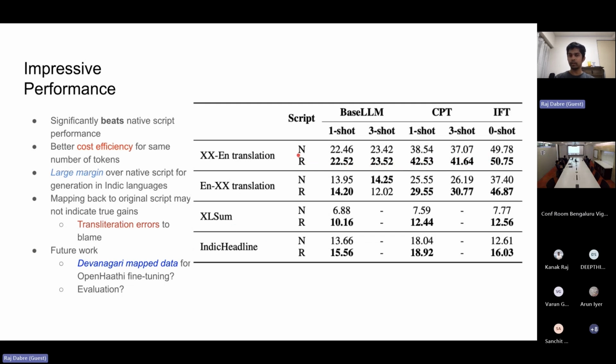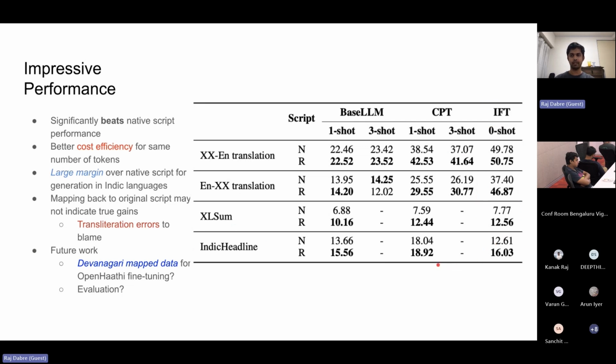Note that because of compute constraints, we couldn't generate native script content beyond a certain token limit, but romanized content could be generated for a fraction of that cost, and yet it still matched, if not beat, the performance of native script performance. So essentially, it means that romanization is a reasonable alternative. CPT itself causes your performance to jump up significantly compared to the base LLM. In other words, the base LLM does need to be tuned with romanized or native script. But then if you do instruction fine-tuning, you shoot up in performance substantially.